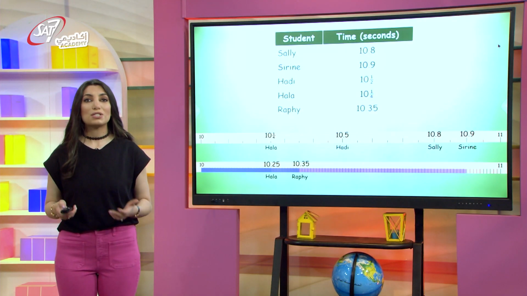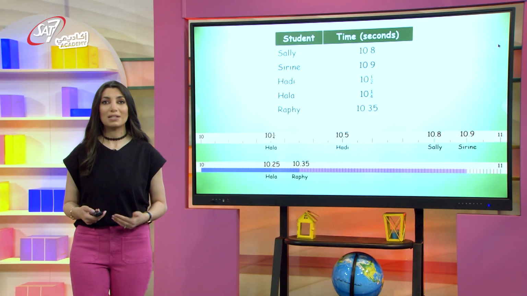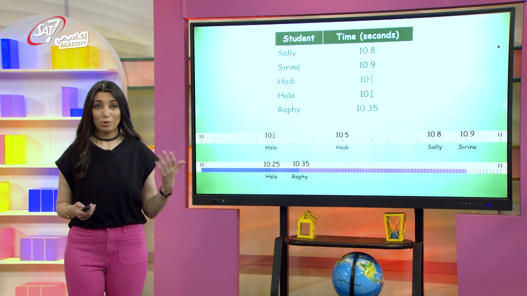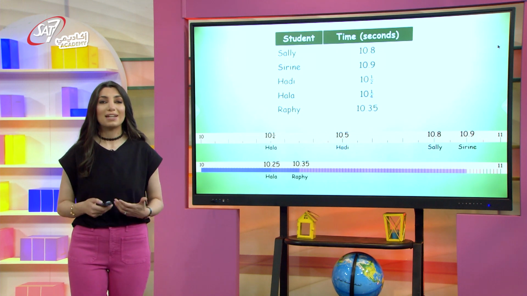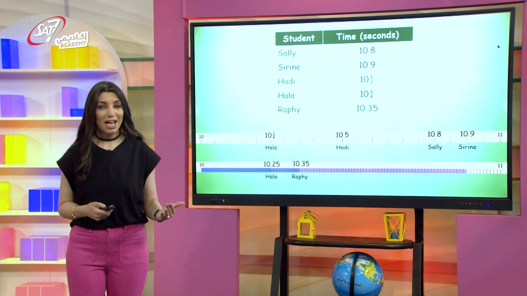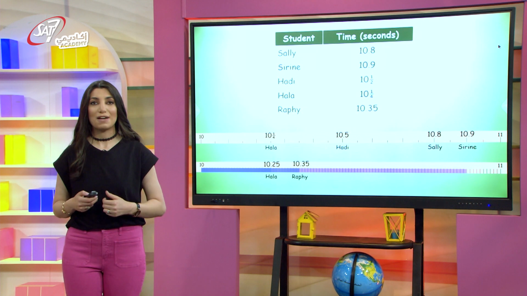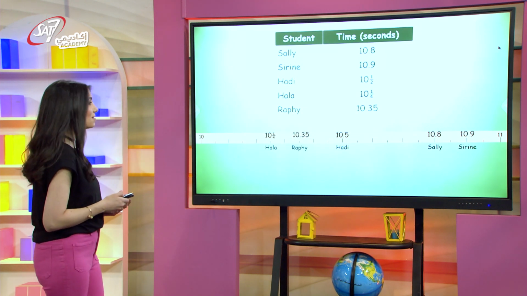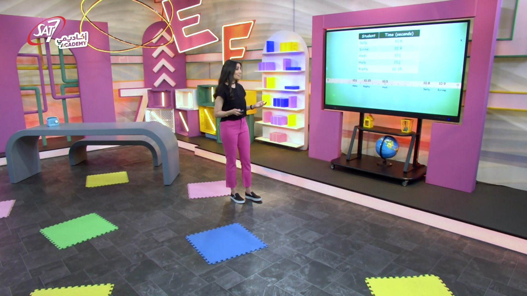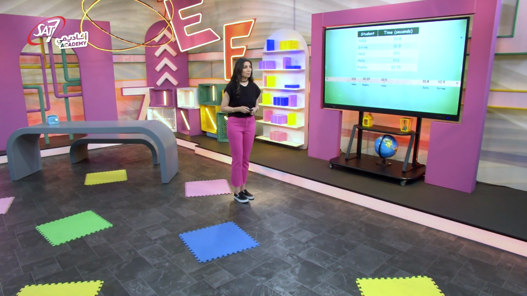The same thing applies to 10.8, which also means 10.80, and 10.5, which is half. 10.50 also means 10 and a half, since 5 is half the 10 and 50 is half the 100. So Hala was the fastest runner, while Sireen was the slowest.